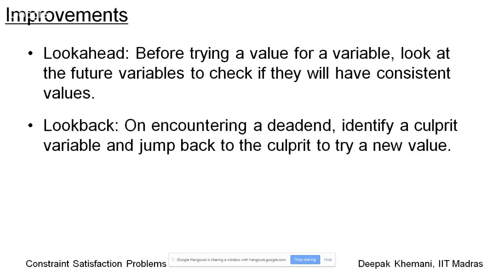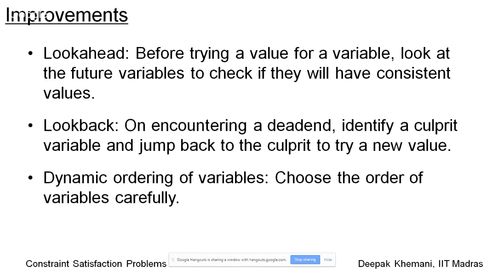The other thing that we can do is look back, which is what we are just about to begin. If you have got stuck at a dead end, then instead of just going back to the last variable as depth first search does, or as the algorithm backtracking does, we will try to identify which is the culprit variable which is causing the inconsistency, or which is causing the dead end, and jump back to the culprit to try a new value instead of blindly going back to the last variable.